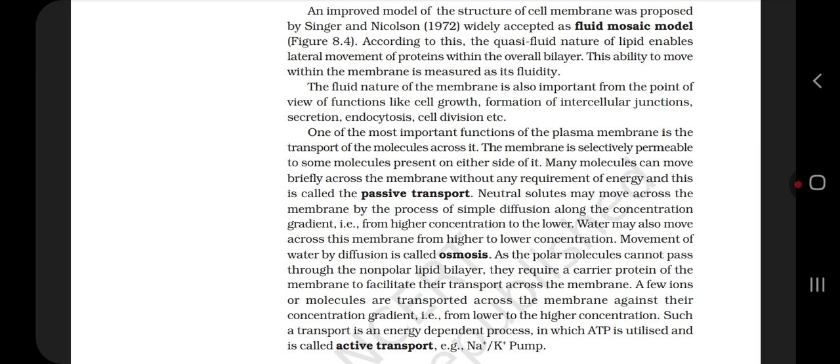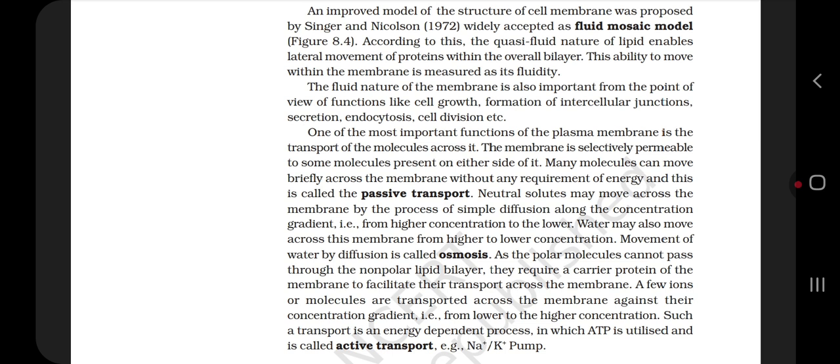Figure 8.4. According to this, the quasi-fluid nature of lipid enables lateral movement of the proteins within the overall bilayer. This ability to move within the membrane is measured as fluidity. The fluid nature of the membrane is also important from the point of view of functions like cell growth, formation of intercellular junctions, secretion, endocytosis, and cell division, etc. One of the most important functions of the plasma membrane is the transport of molecules across it. The membrane is selectively permeable to some molecules present on either side of it.